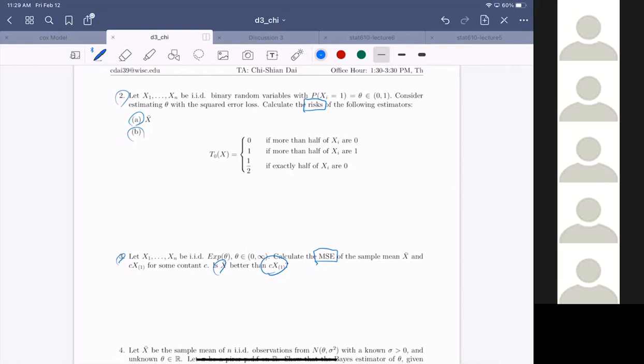Hi, Chi. Could you quickly go over how you computed the variance in the first problem? Variance? Yeah.